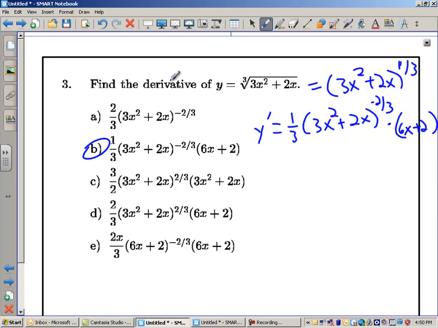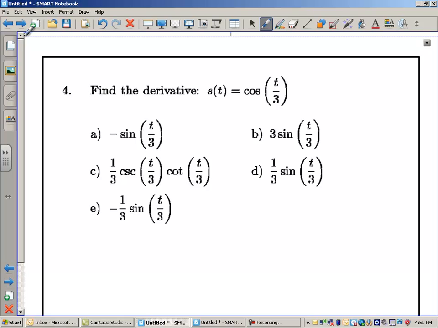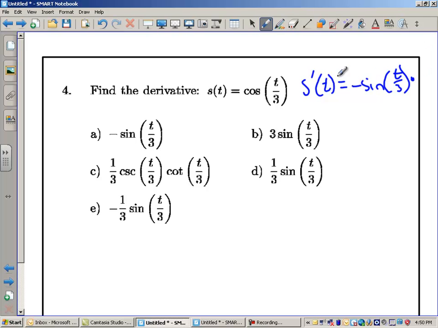Not doing too bad. Okay, what about trig? Alright, here I've got the function cosine, that's the outside function, and on the inside I've got t over 3. So my derivative, or s prime of t, is going to be the derivative of the outside function, which is negative sine of t over 3, and then times the derivative of the inside function. And if you think about this as 1/3 t, the derivative of that is 1/3. So I've got negative 1/3 sine of t over 3.